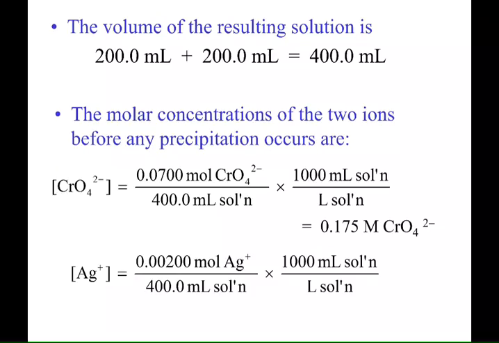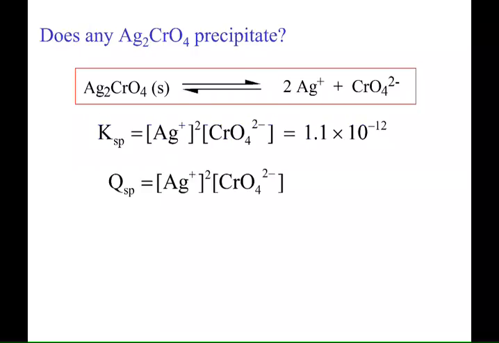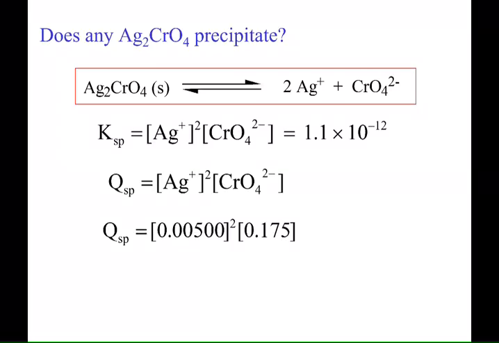All right. So you know what we're going to do next. Take those molar concentrations and plug them into our QSP. Be so very careful. And if you've done this correctly, you recognize that we're going to have to square the silver ion. So it looks like this. QSP, our snapshot, is equal to 0.00500 squared times 0.175. Rounded to 3 sig figs, we get 4.38 times 10 to the minus 6.